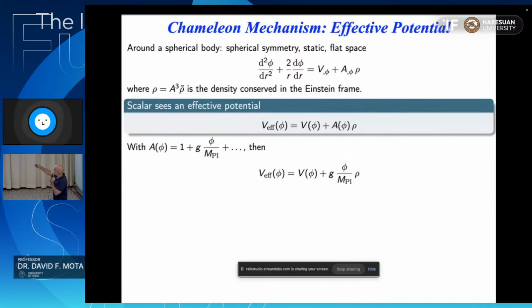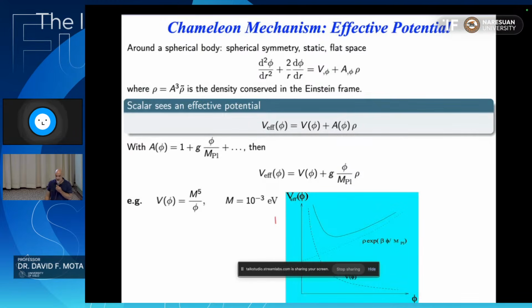And so my effective potential then becomes V of phi plus rho times this part here. I can neglect the other one. So that's my effective potential for phi. And what does it mean? For instance, if I choose a V of phi which is just 1 over phi, so I just pick a potential which is the inverse of phi, and I choose, for instance, a mass term of about 10 to the minus 3 electron volt.